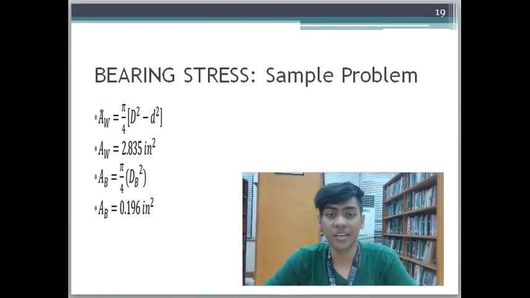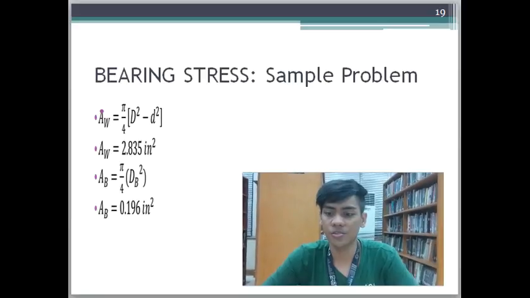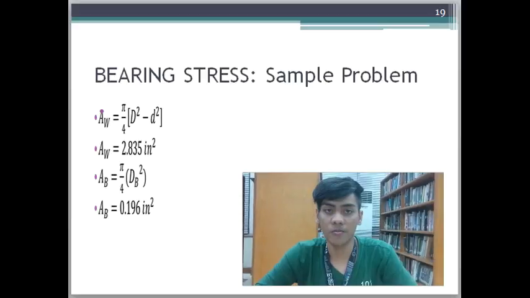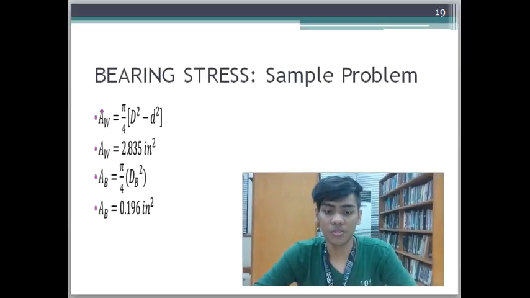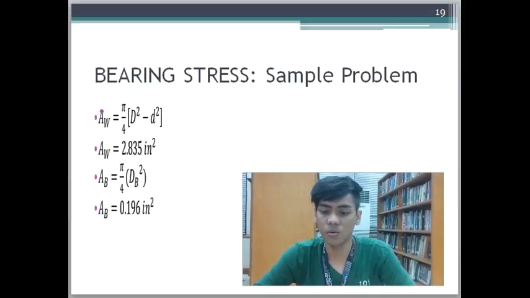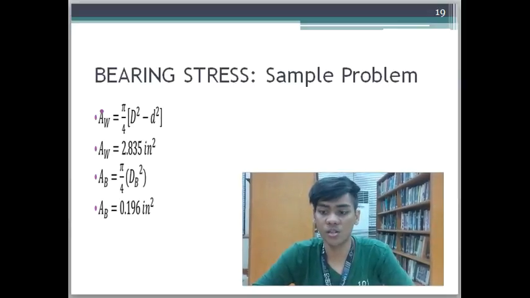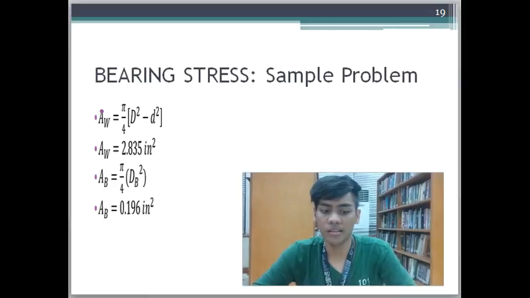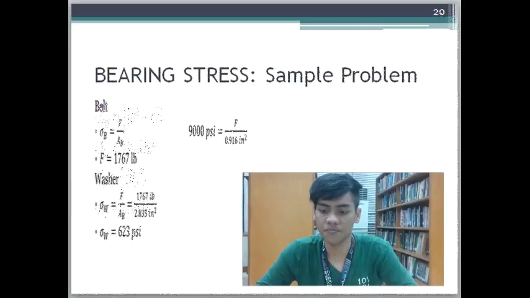First, we need to know the area in which the 9,000 psi stress from the bolt is acting. We have area equal to pi/4 times the quantity outer diameter squared minus inner diameter squared. We get the value equal to 2.835 square inch. Second, we will also determine the area in which the unknown stress is acting. We have the formula A equal to pi/4 diameter squared. We get the value equal to 0.196 square inch.